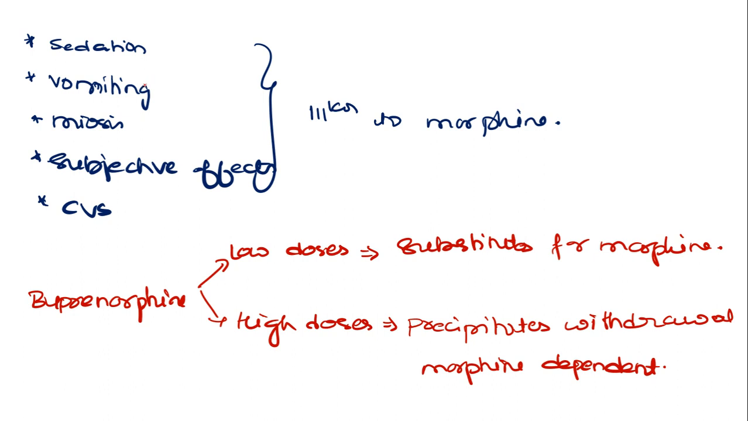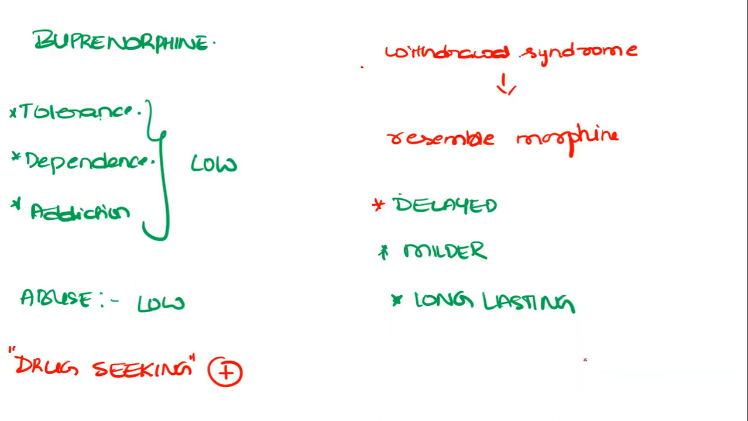So the sedation, vomiting, meiosis, subjective effects, and cardiovascular effects like vasodilation, which are produced by morphine, are almost similar to that of morphine. And buprenorphine, in the case of a low morphine dependent patient, you can substitute with low dose buprenorphine. Whereas if you use high doses, as well as in a highly morphine dependent patient, buprenorphine can precipitate withdrawal in highly morphine dependent patients.